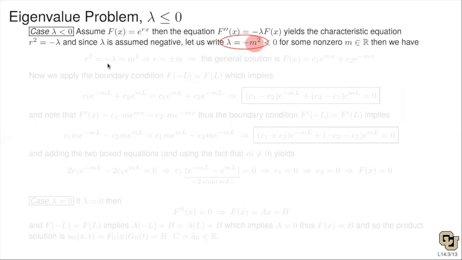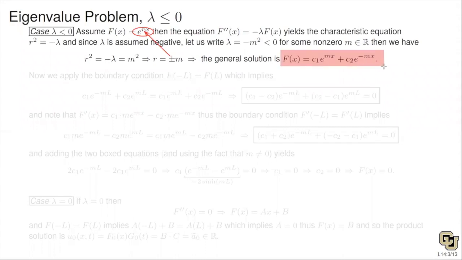And so in the characteristic equation, I replace negative lambda, if you multiply by minus, so that becomes m squared. And then I take a square root, so I get r equals plus minus m, and then this r gets plugged in up here into the e to the rx. And so then you take a linear combination. So here's my general solution. That's a linear combination of e to the mx and e to the minus mx, where lambda equals, here we're assuming lambda is negative, so I've written it as negative m squared.